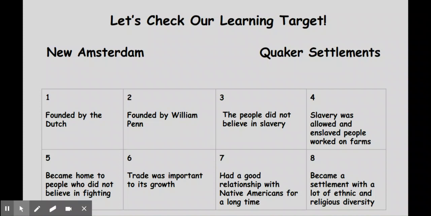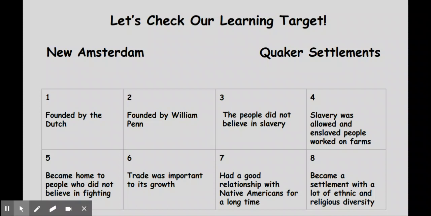Number 3. Which settlement had people who did not believe in slavery? The Quaker settlements had people who did not believe in slavery. Number 4. Which had allowed slavery and had enslaved people working on farms? The answer to number 4 is New Amsterdam. Number 5. Which settlement became home to people who did not believe in fighting or wars? That is the Quaker settlements.